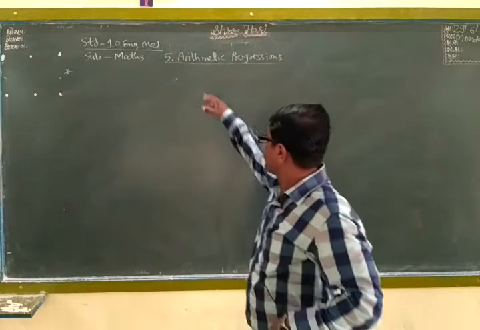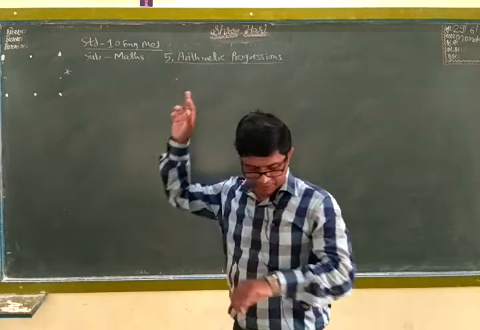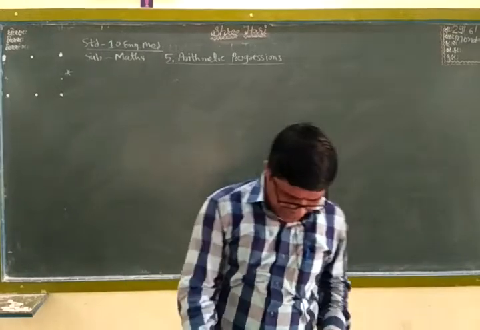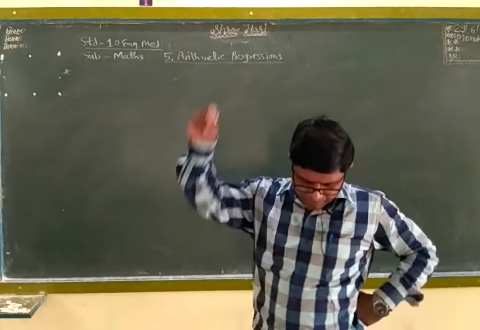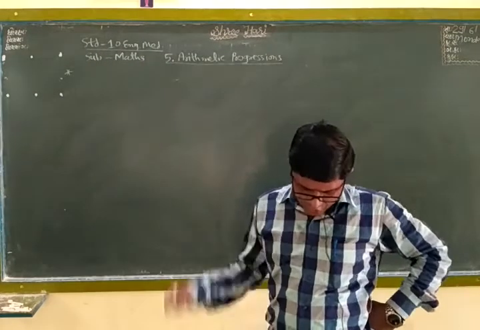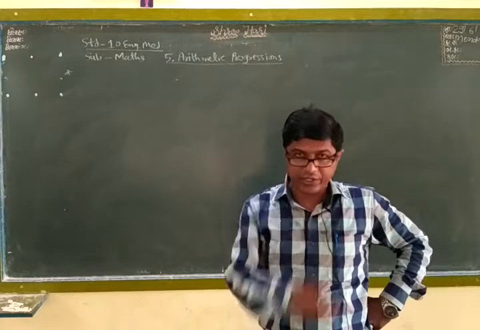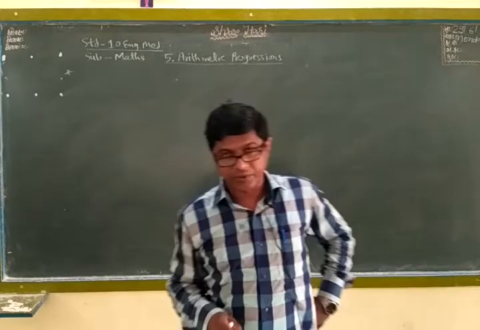First, the definition of arithmetic progression. So what is the definition? A fixed number which is added in a sequence, the common difference, is called an arithmetic progression.